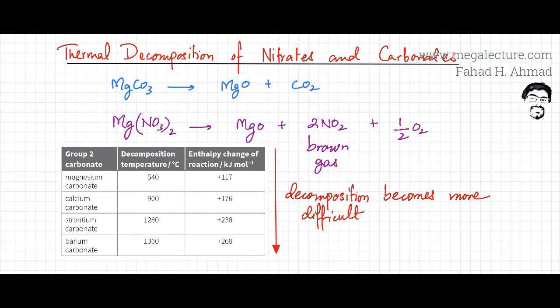One thing that you should note is that the first two carbonates, magnesium carbonate and calcium carbonate, would decompose in a Bunsen flame. A Bunsen flame usually has a temperature of 1000 degrees centigrade. So their decomposition temperature is lower than 1000 degrees centigrade, and they would decompose in a Bunsen flame. Whereas the bottom two carbonates have a higher decomposition temperature, so they would require a much higher temperature. These two are not going to decompose in a Bunsen flame.